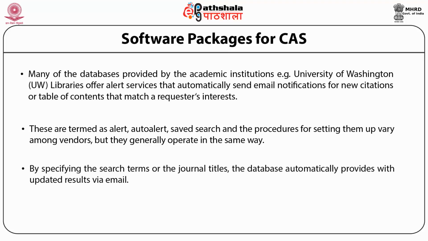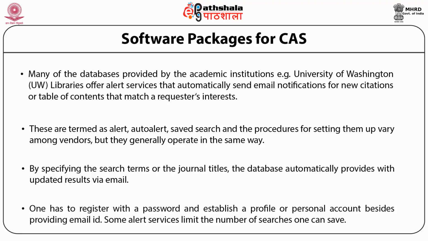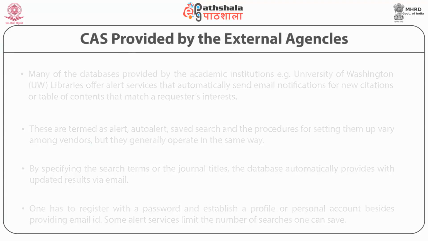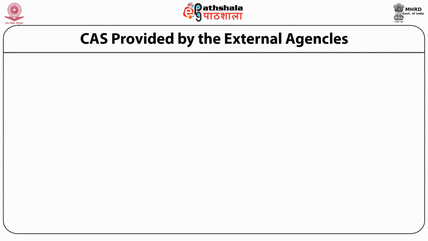By specifying the search term or the journal titles, the database automatically provides updated results via email. One has to register with a password and establish a profile or personal account besides providing an email ID. Some alert services limit the number of searches one can save.